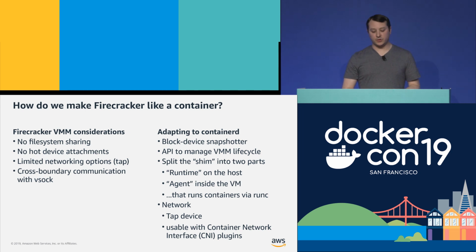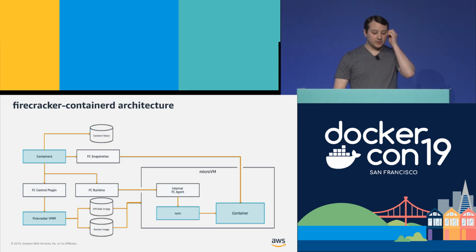So what we ended up doing is we built a block device snapshotter, a plugin to manage the VMM, a runtime to manage containers from the host, and then an agent inside the VM guest to actually run the containers. So this is a diagram trying to show a little bit about how the Containerd and Firecracker runtime creates Firecracker micro VMs and runs containers inside of them. The architecture consists of 4 main components: the snapshotter, control plugin, runtime, and the agent.